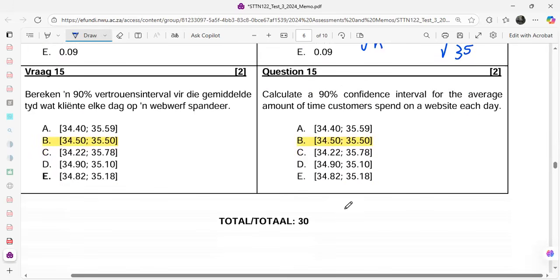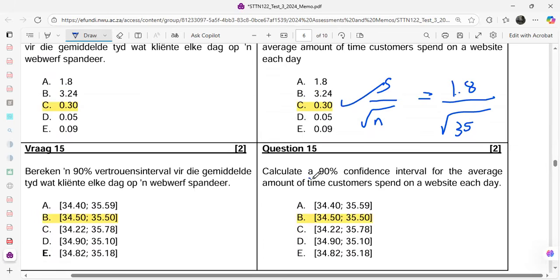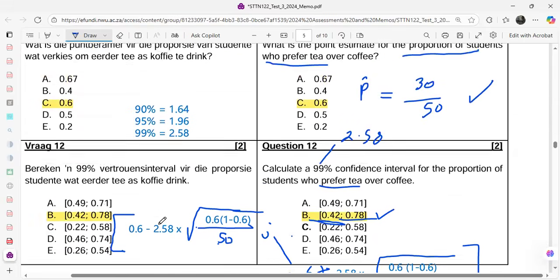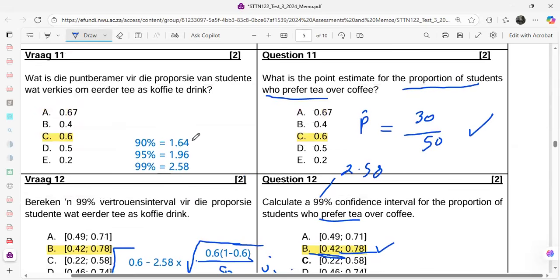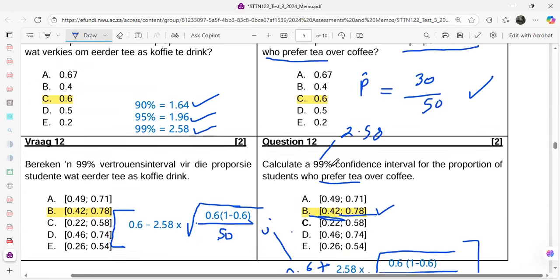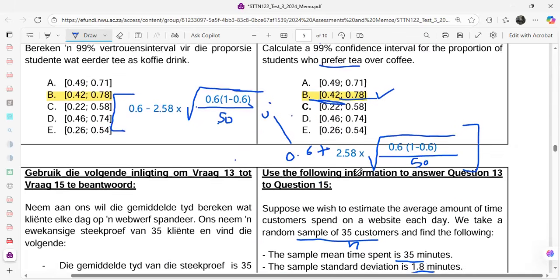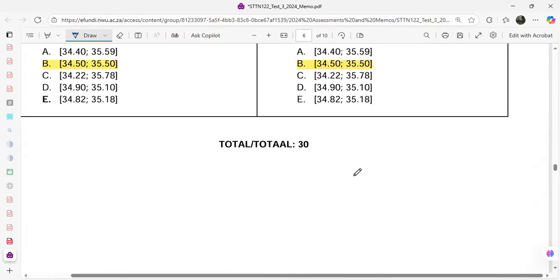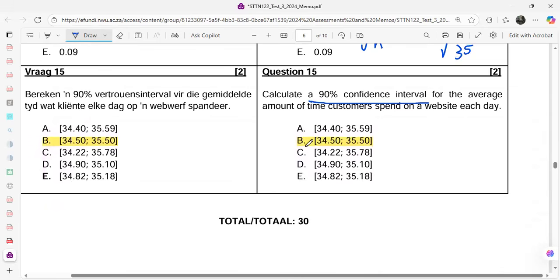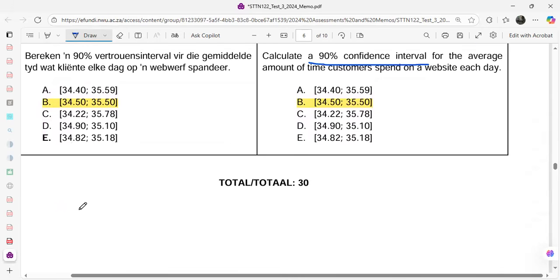Now, they want us to calculate the 90% confidence interval. Remember, for a 90% confidence interval, use 1.64. For 95%, use 1.96. For 99%, use 2.58. On that one, they said 90%, so we're going to use 1.64. Already we know our mean, so what we're going to do is put this.